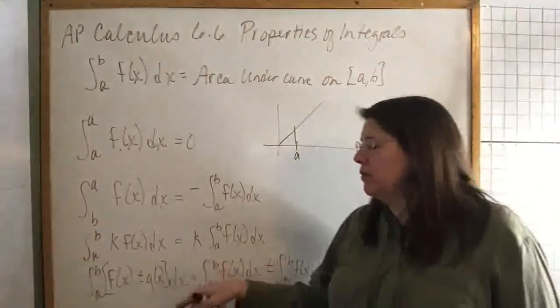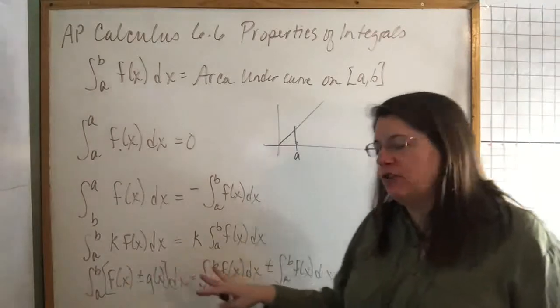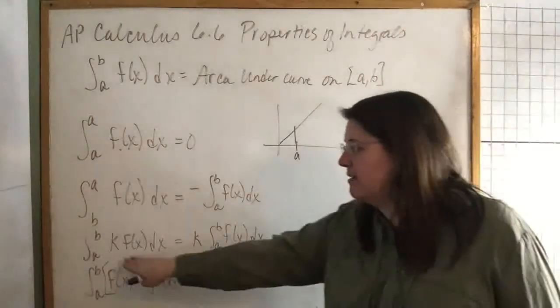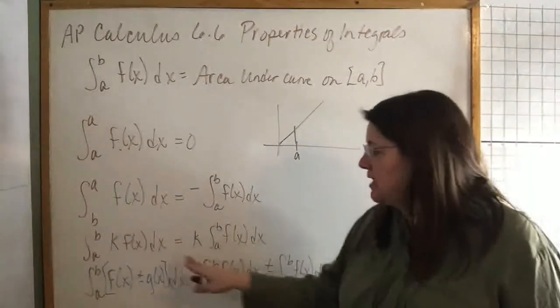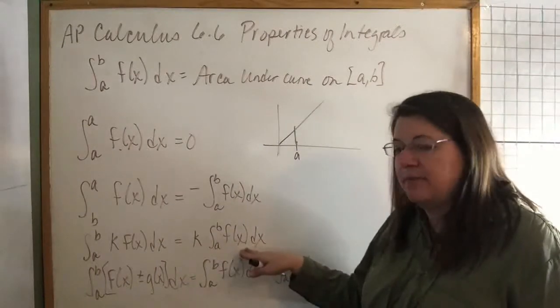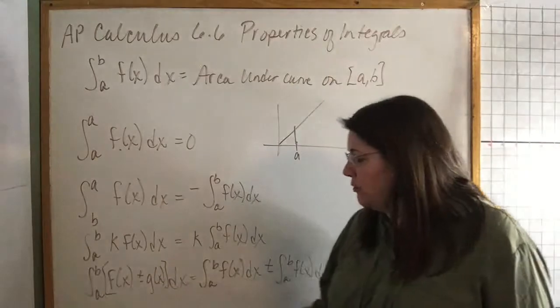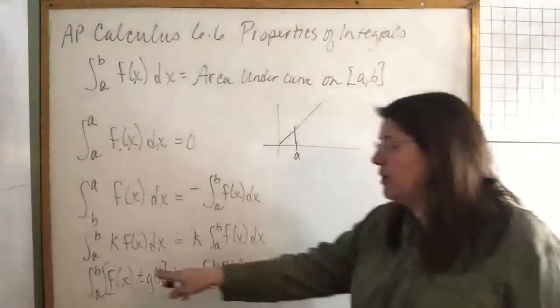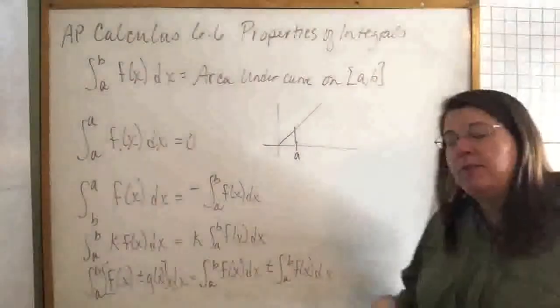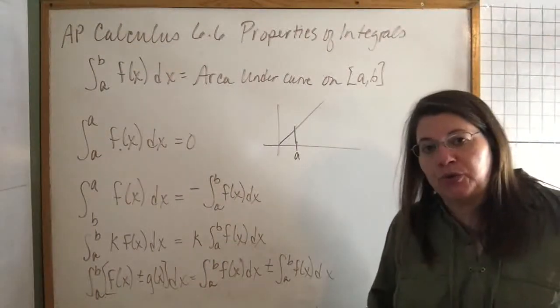And then the other two properties that we've learned earlier in this chapter still apply. If you have a constant in front of your function, that constant can still be brought out to the front. Sometimes that makes it easier to solve. And if you have two functions added or subtracted from each other, then you can separate those into two separate integrals because it might make it easier for you to solve.